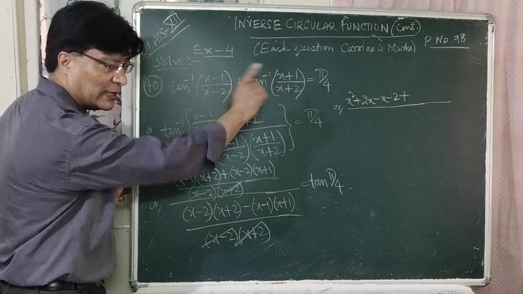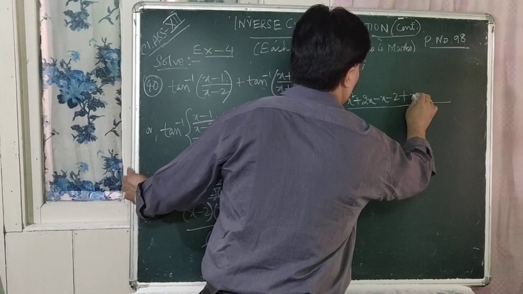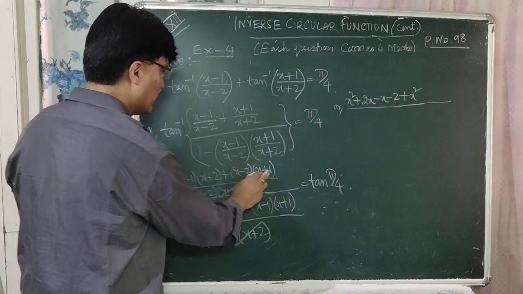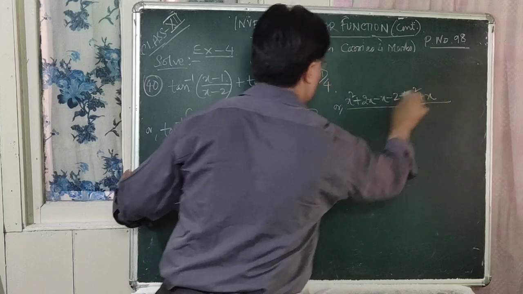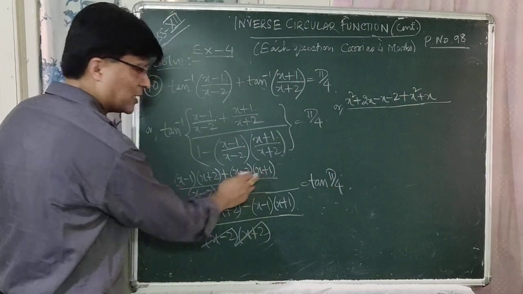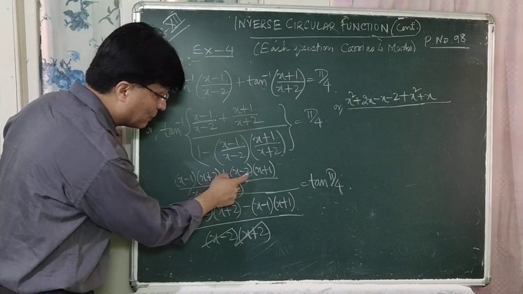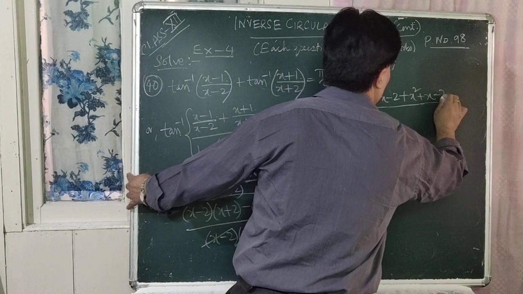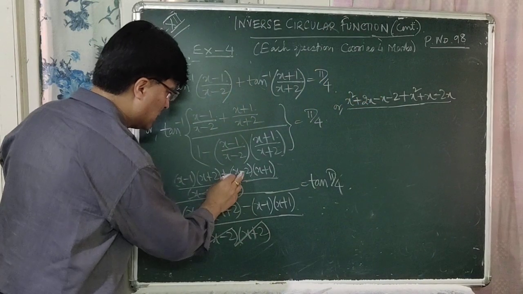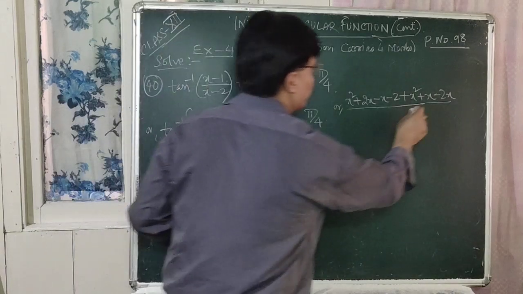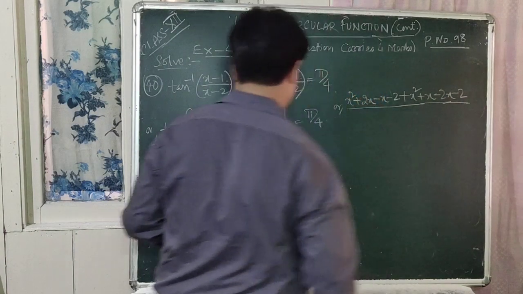X into x, again x square, right? Plus x, right? X square plus x, then multiply by minus 2 here. Minus 2 into x, minus 2x, right? Then minus into plus minus 2. It is minus 2, right?